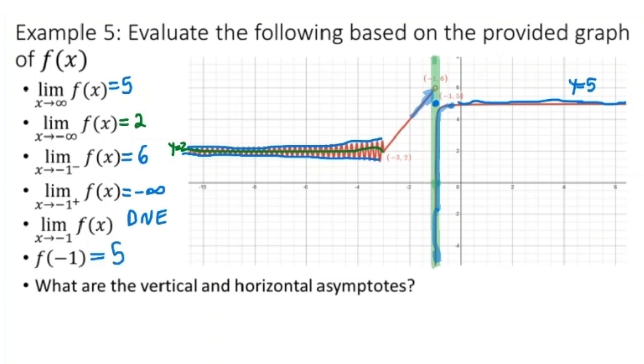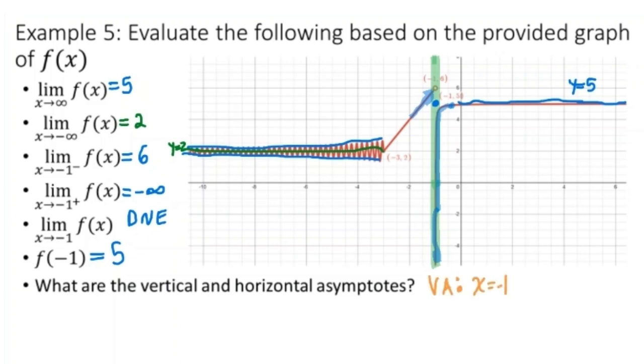Lastly, what are the vertical and horizontal asymptotes? To find our vertical asymptote, we do want to locate any vertical lines where our function is increasing or decreasing without bounds. While looking at the graph, we can only see one location where our function is decreasing without bounds, and that's at x equals -1. So x equals -1 is a vertical asymptote.